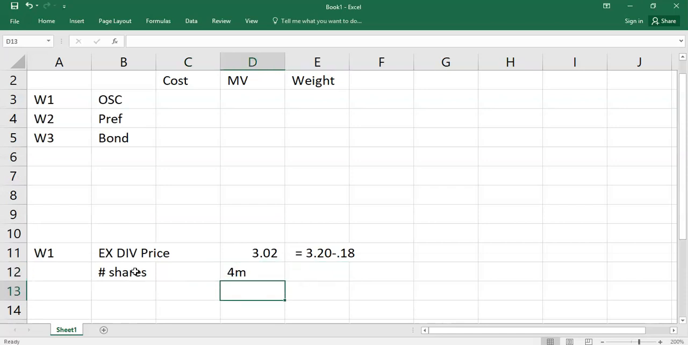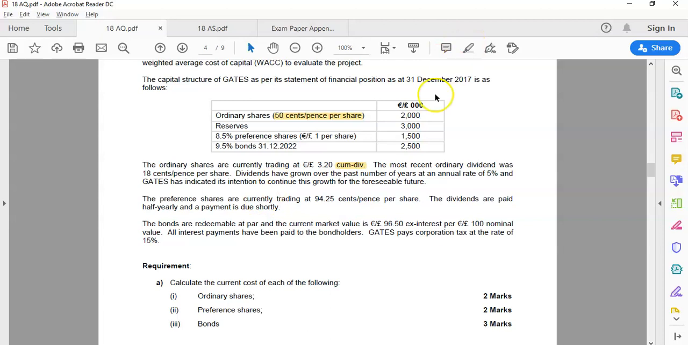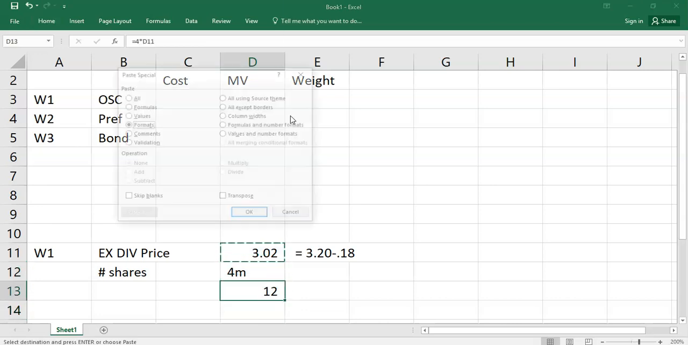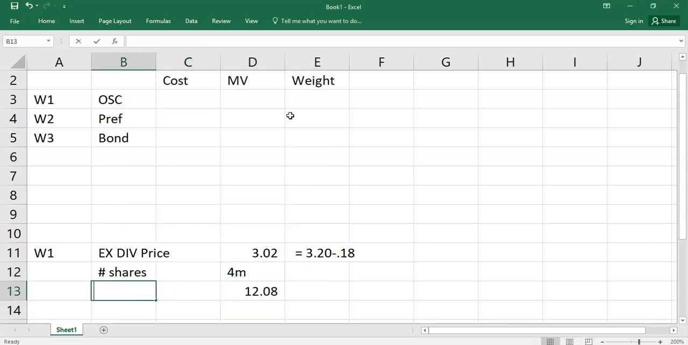And how we know it's 4 million is if there's 2 million ordinary share capital and each share is worth 50 cent, there must be double the amount of shares, 4 million shares. So that means 4 times 3.02 is 12.08 million, the market value of equity. And you put that in. So I'll do the market value here in euro millions, 12.08.